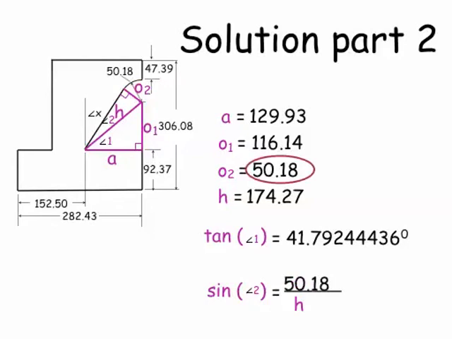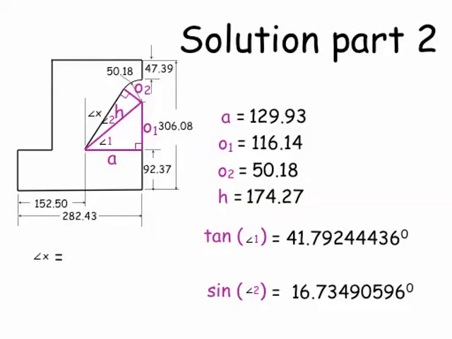For our other triangle, we've got the hypotenuse and the opposite, so we'll use the sine function, substituting in our values, 50.18 divided by 174.27 gives us 0.287943995. Look up the angle and it's 16.73490596 degrees.